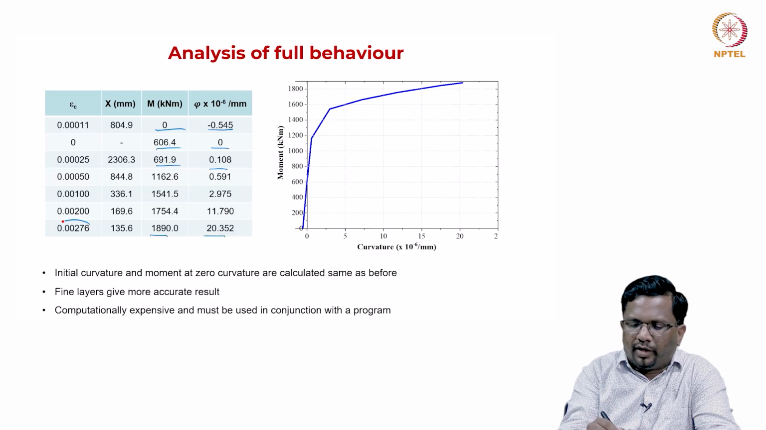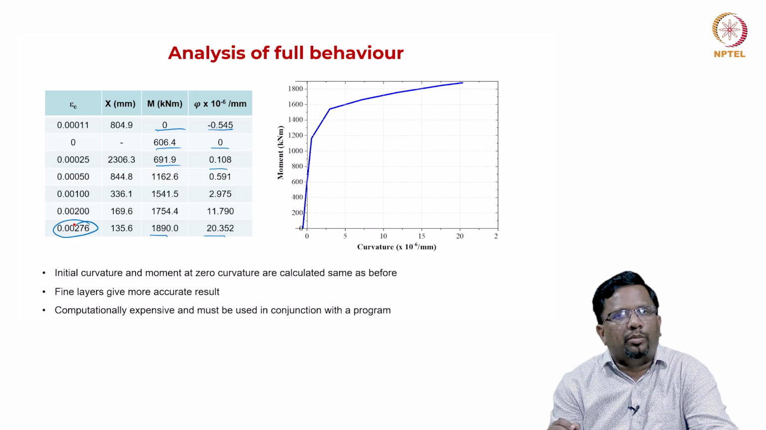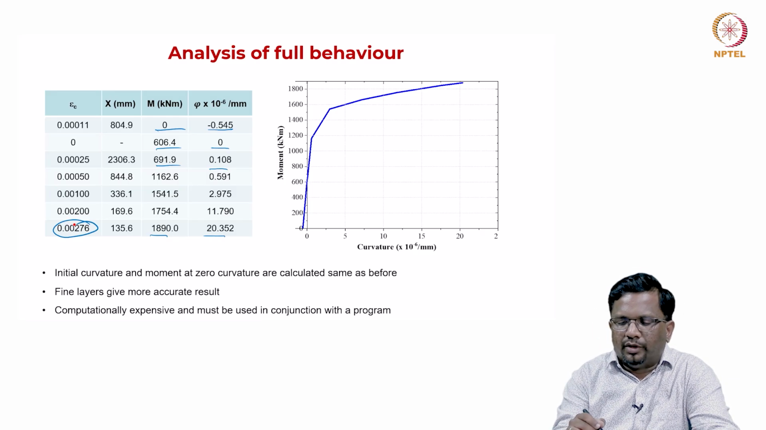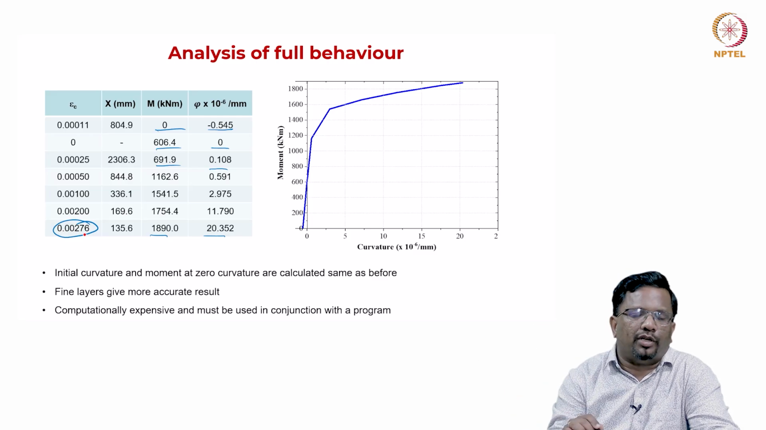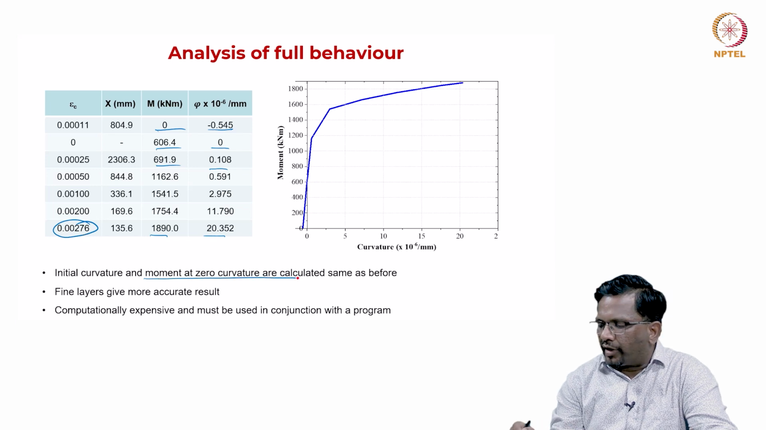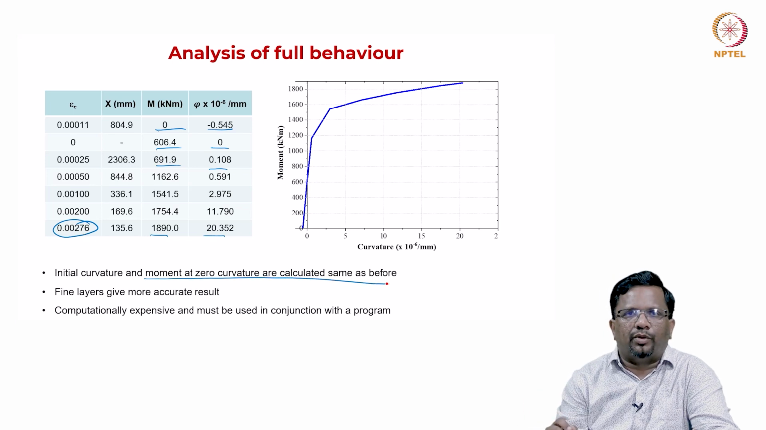Now, again here ultimate is happening at 0.00276 for this cross section, again because it is not able to reach 0.0035 because the provided amount of reinforcement is less. Initial curvature and moment at 0 are calculated like what we have discussed before.